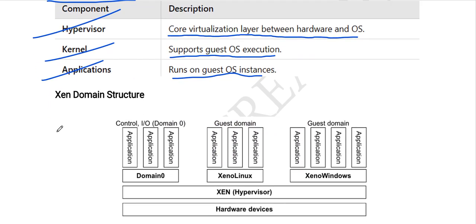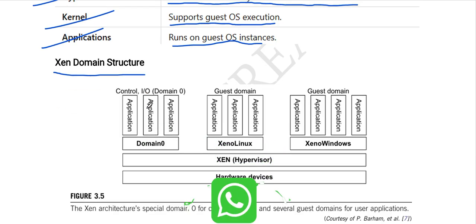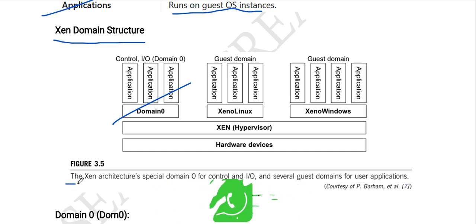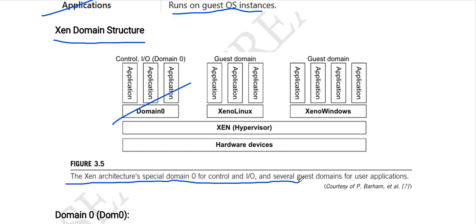Next is the Xen domain structure. Here we are going to look at one figure. In this figure we can observe the Xen architecture's special domain 0 for control and input output, and several guest domains for user applications.